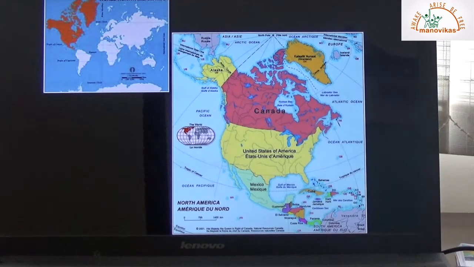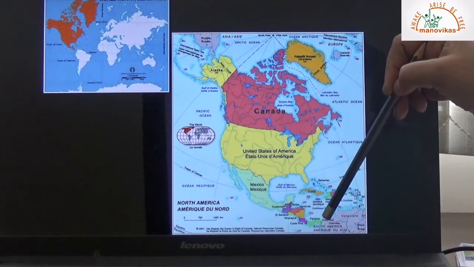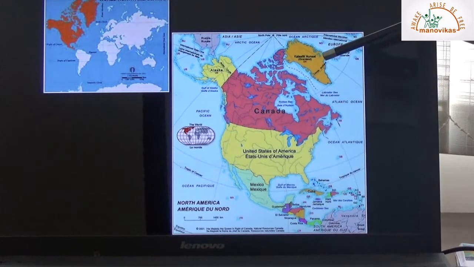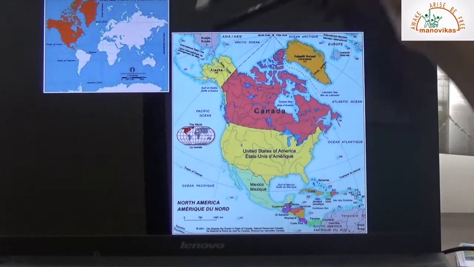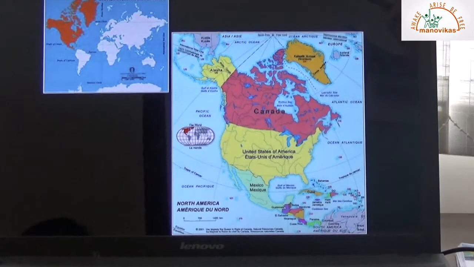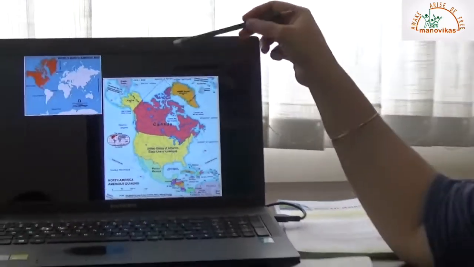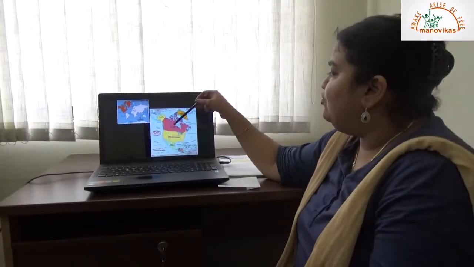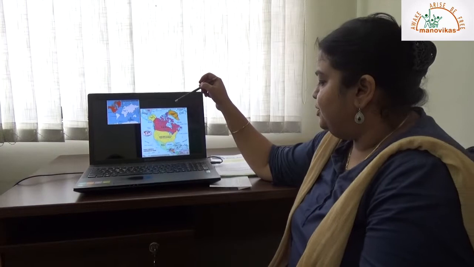Now latitude and longitude wise, it is extending from 20 degrees north to 84 degrees north, and longitude wise, it is extending from 53 degrees west to 180 degrees west. This particular continent is the third largest continent after Asia and Africa, and it has a lot of diverse ecosystems, landforms and climatic variation.